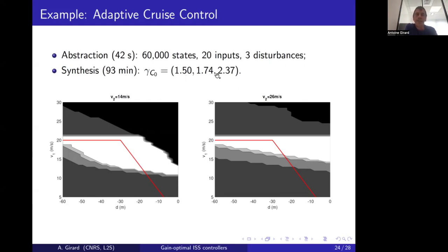And here you can see the gains that we get for the different levels of disturbances. So here on the figure, this is the attractors and the basin of attraction that we get.